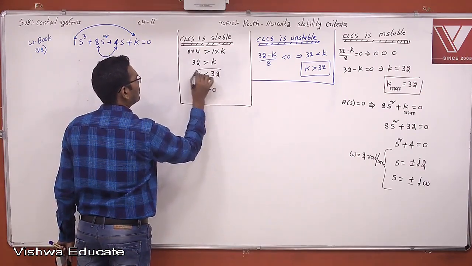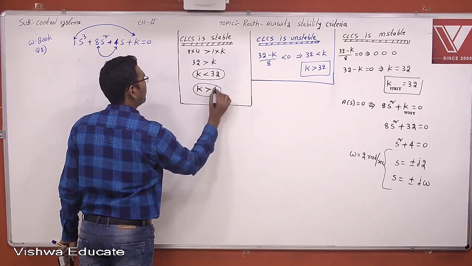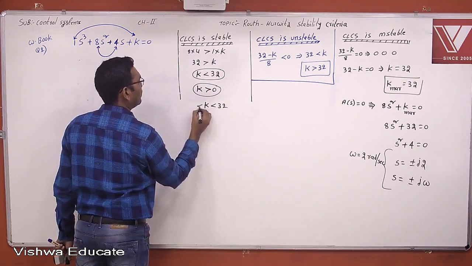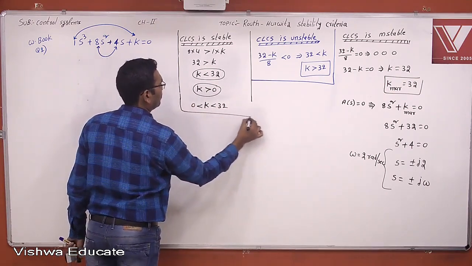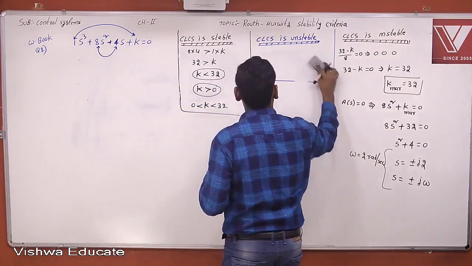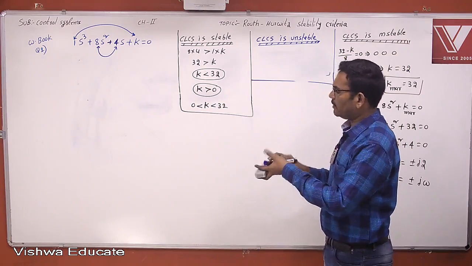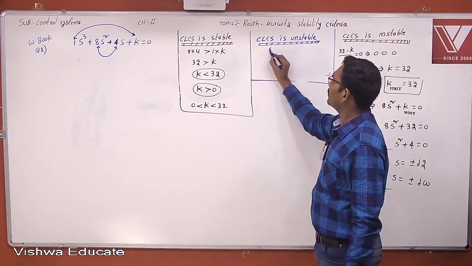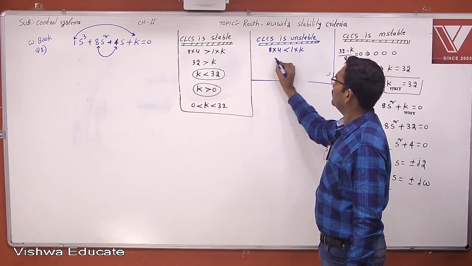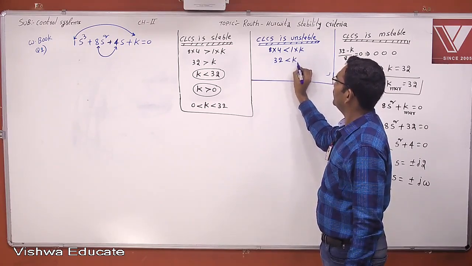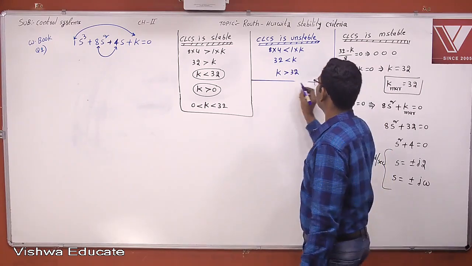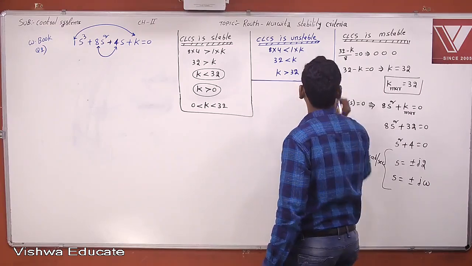Therefore, this is the range of values of k such that the closed loop control system is stable: k less than 32 and greater than 0. Same answer, is it not? Yes. Now for unstable, the internal quotient product 8 into 4 is less than the external quotient product 1 into k. Therefore 32 is less than k, so k should be greater than 32. Then the closed loop control system is unstable.